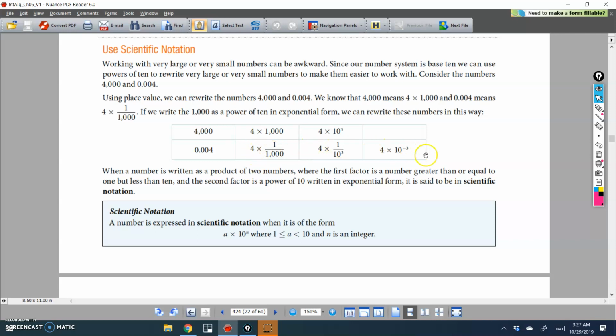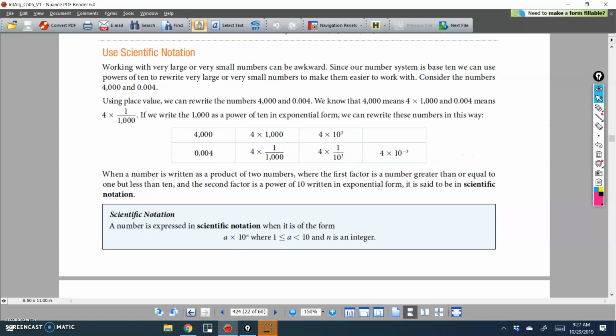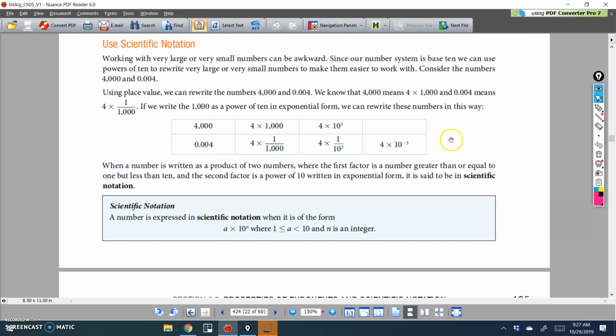Hi everyone, this is going to be how to use scientific notation. So why do we use scientific notation? Well, working with very large or very small numbers can be awkward. Since our number system is base 10, we can use powers of 10 to rewrite very large or very small numbers to make them easier to work with.